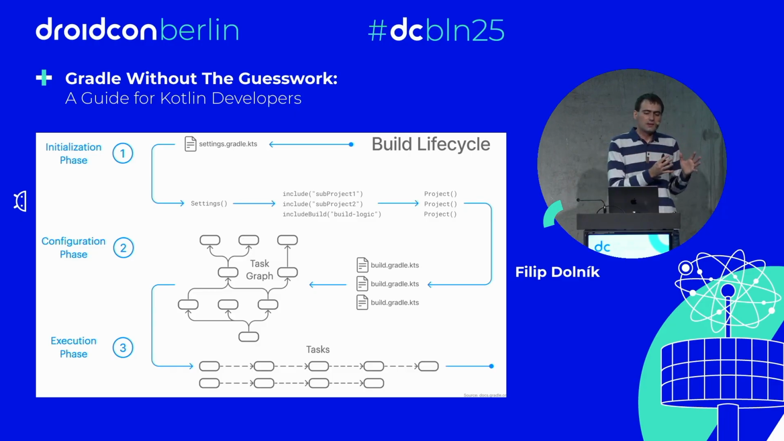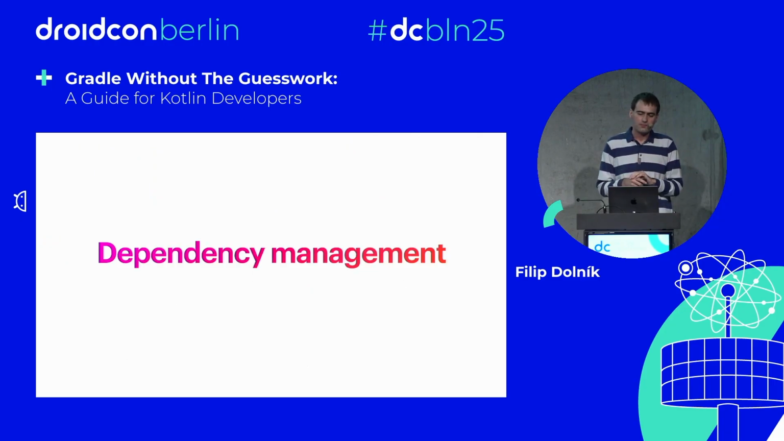Gradle now takes this and moves to the execution phase, and this is the time where the tasks are actually run. Gradle executes them one by one in the correct order. Sometimes it can run them in parallel if they are independent.